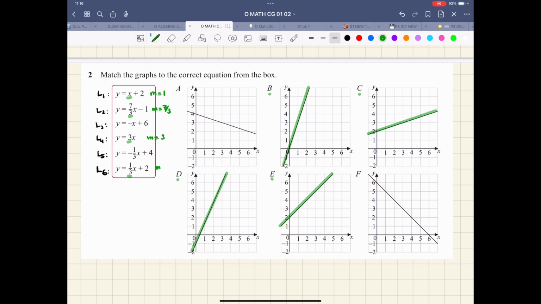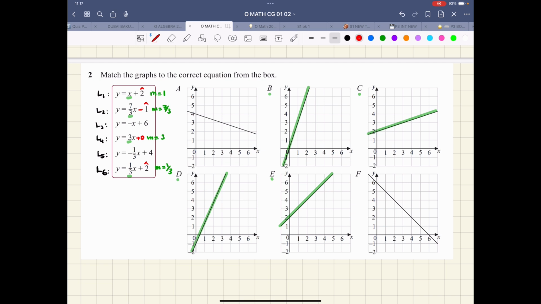The gradient is 1/3. Actually, all these 4 gradients are positive. Now, the next thing that I should look for is the y-intercept. The y-intercept is 2. The y-intercept is negative 1. The y-intercept is 0. And the y-intercept is positive 2. So there are 2 equations with positive 2 y-intercept, and there is 1 equation with negative 1.